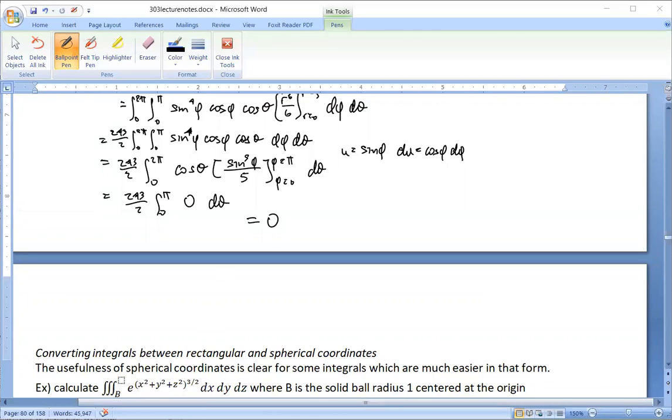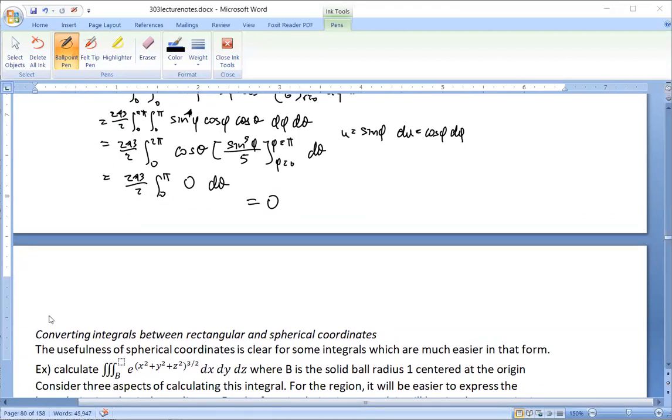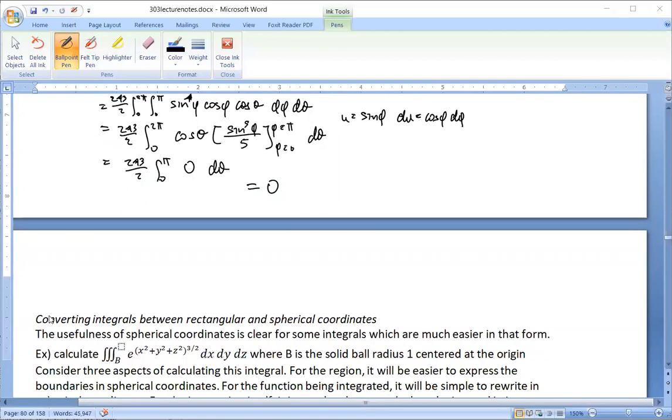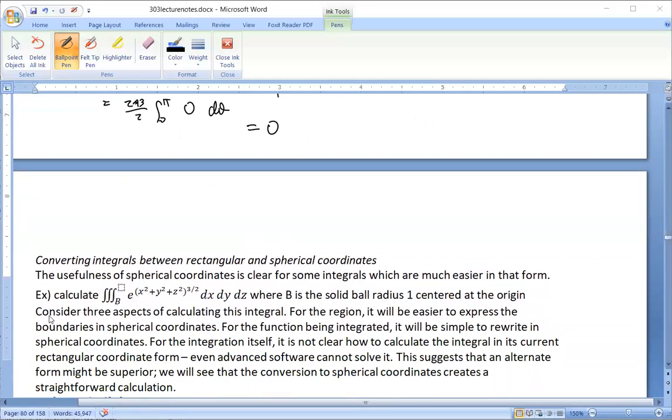Okay. So in order to do this integral, let's think about what's going on. Remember, there are three aspects of doing the integral. First of all, we'll have to do the boundaries. How are we going to set up the boundaries? As we saw in the previous problem, it's going to be much easier to express the boundaries using spherical coordinates, not rectangular coordinates. Second, the function being integrated can pretty directly be written in terms of spherical coordinates. And if you don't see that right now, we'll see that in a moment.